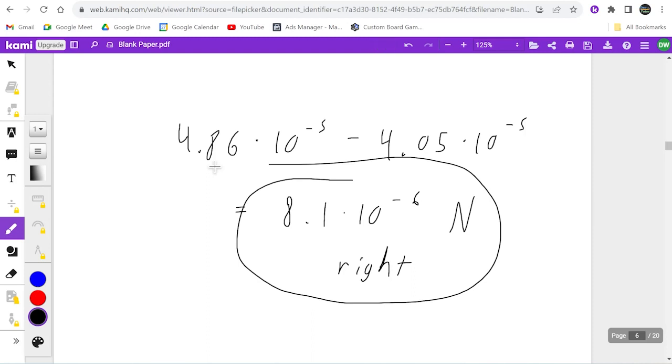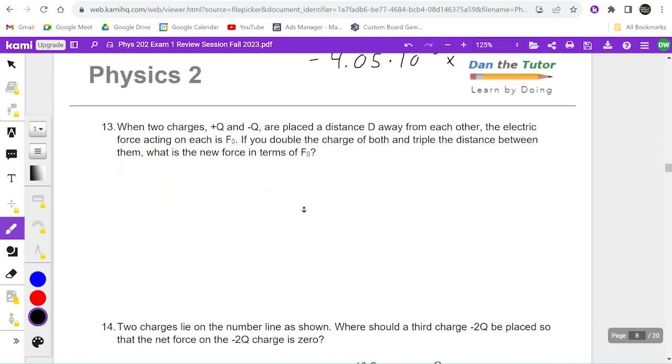Any questions on number 12? No? Okay, good. Next, number 13.